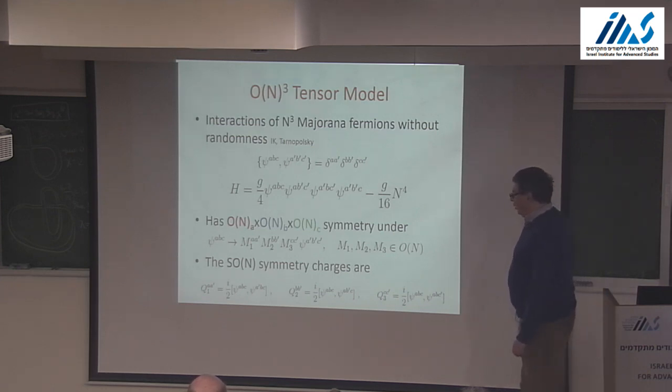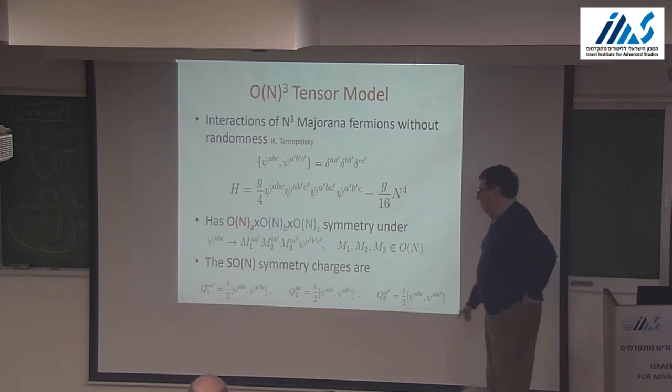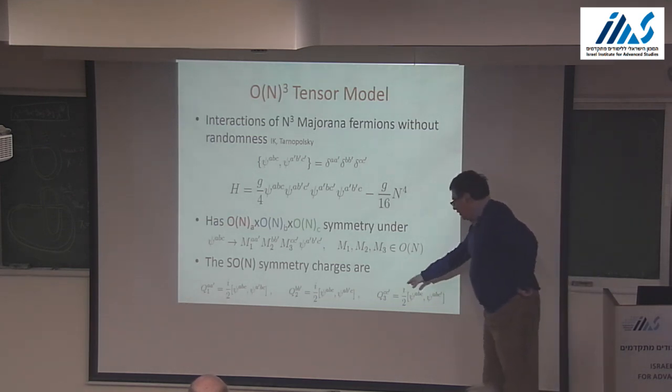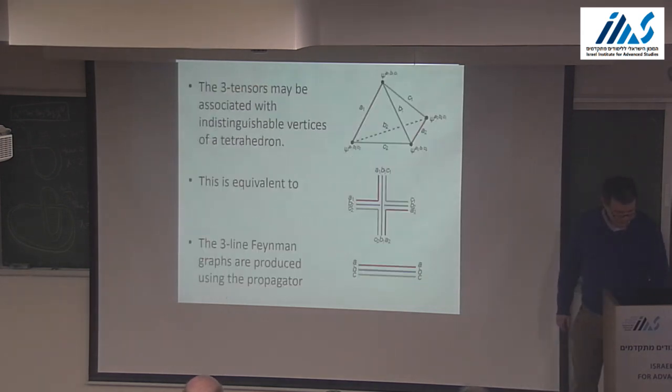Okay, so the SON symmetry charges. This model really has a full ON cross ON cross ON symmetry, and this includes the SON cross SON cross SON, and also some discrete symmetries which actually come in the precise spectrum determination. And these are the three symmetry charges that I already wrote down.